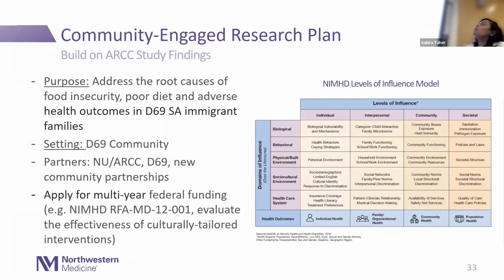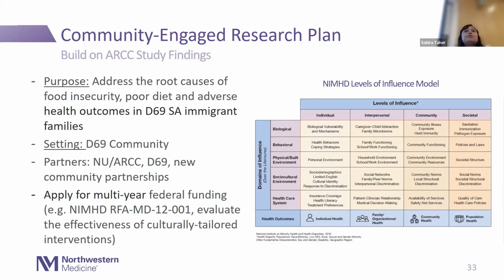And then I'm just going to move on to a research study that I would really like to pursue, and that's building on the ARC study findings and addressing the root causes of food insecurity, poor diet, and adverse health outcomes in the D69 South Asian immigrant families. The setting would be the D69 community. We would continue with the partnership with Northwestern University, ARC, D69, and we would establish new community partnerships as we start developing interventions. And I'm really looking to apply for multi-year federal funding.